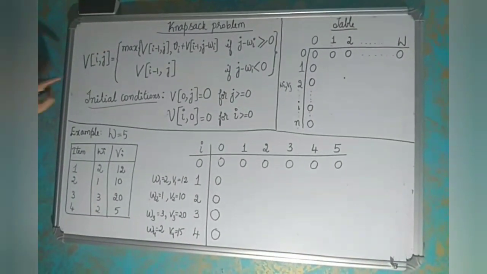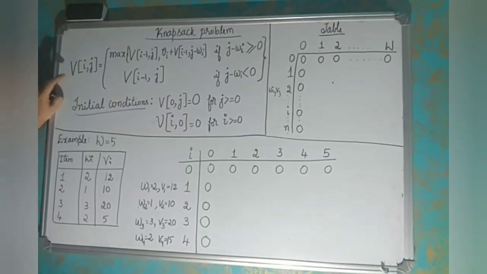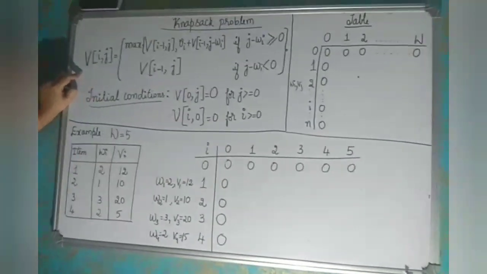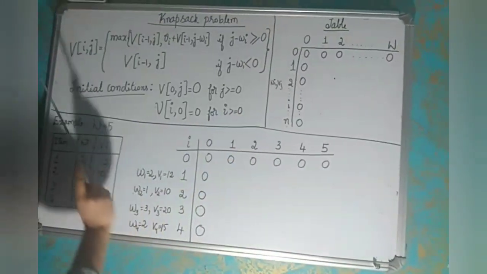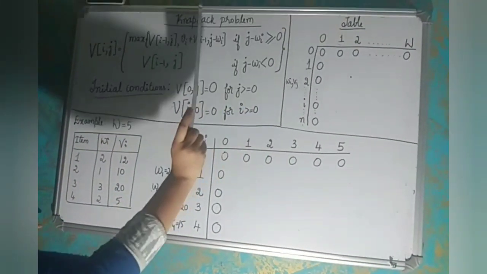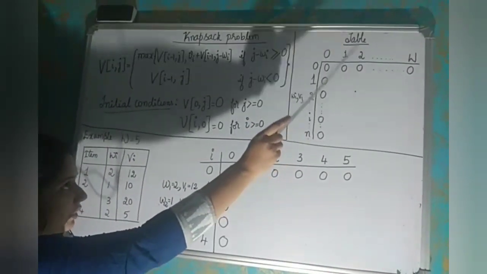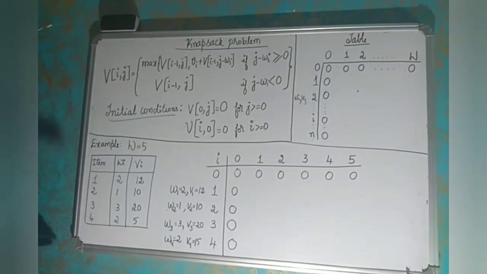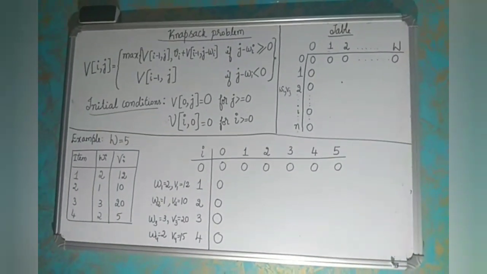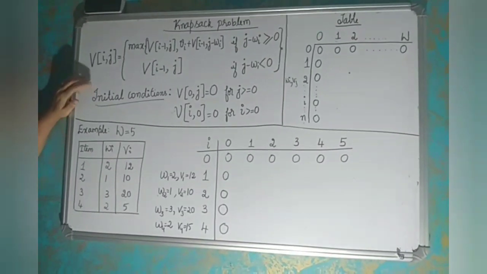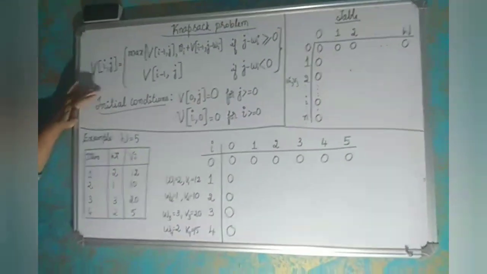We use the capital V for representing each entry inside the table. So this first entry is V of 0, 0. Second entry is V of 0, 1. V of 0, 2 and so on. That is how we enter the values. Now, how do we fill these values? We have got a recurrence relation. What does the recurrence relation say?